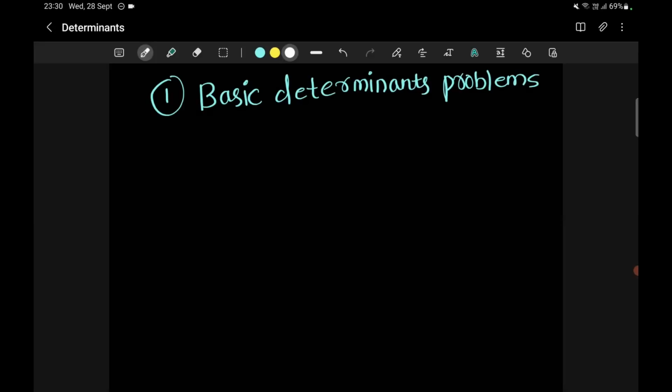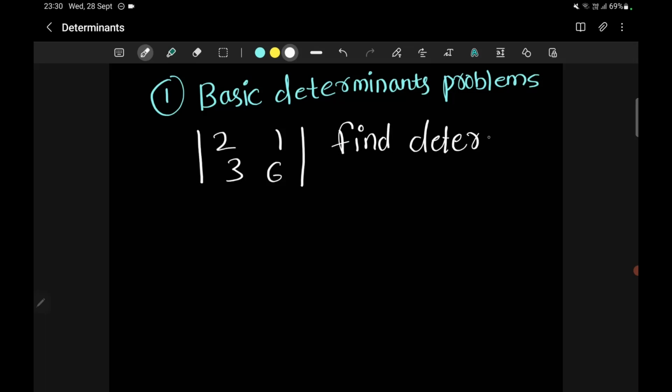We will solve some basic problems from determinants. Let's take one example: 2, 1, 3, 6. Usually in the exam they will ask you to find the determinant, or they will just ask for the determinant of A.